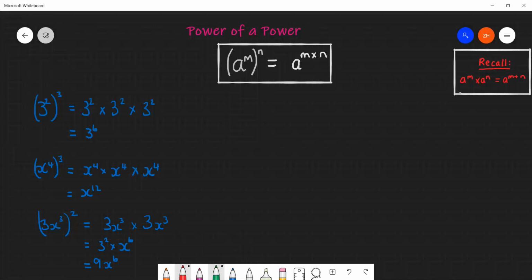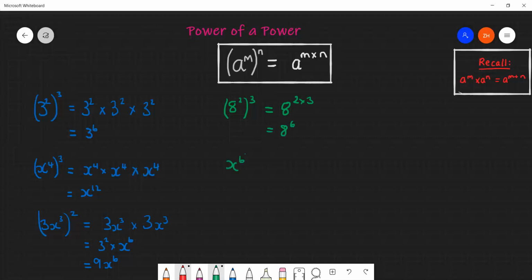So we'll start with 8 squared, all to the power of 3. So we're just going to keep the base as it is, because that's what our rule says, and then we're going to multiply the powers, 2 times 3, so it's going to be 8 to the power of 6.